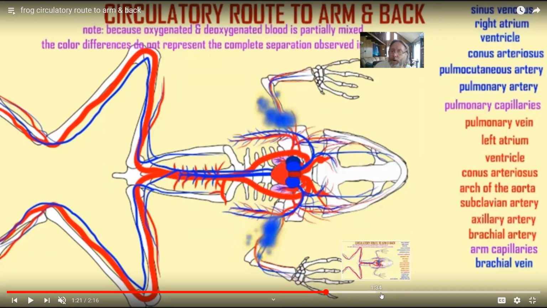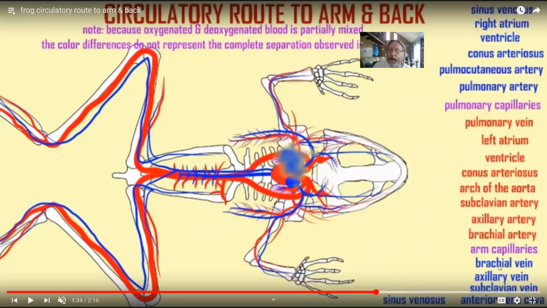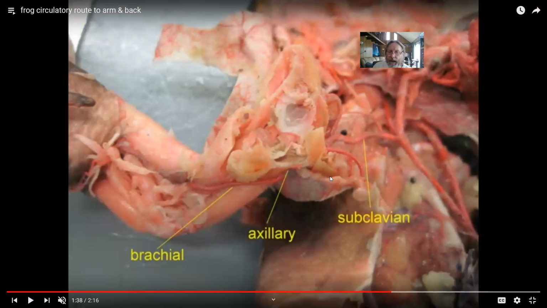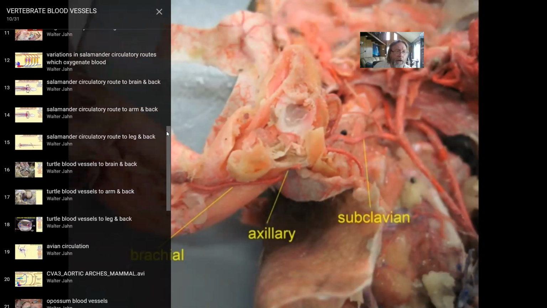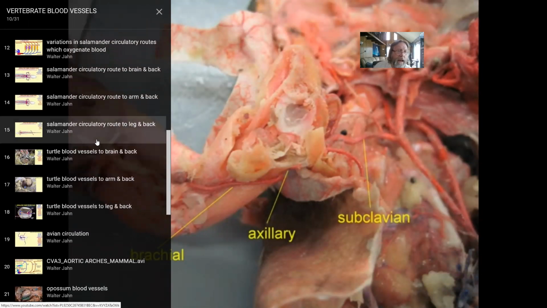There are capillaries in the arm, and then there would be a brachial vein, an axillary vein, a subclavian vein emptying into the anterior vena cava and the sinus venosus. And so off the arch, off the dorsal aorta, we would see here the subclavian, then in the armpit forming the axillary, which then forms the brachial in the arm. And so that is how frogs would get blood to their arm and back.